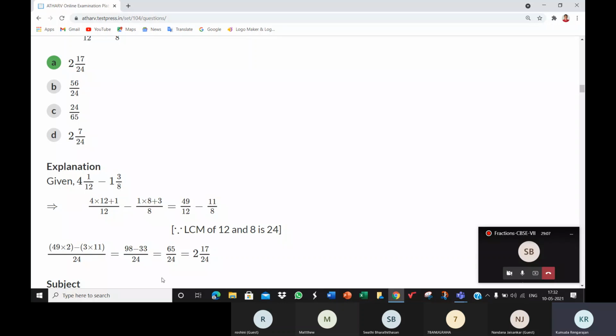65 by 24. Now, whenever you get a fraction like this, the first thing you should ask yourself is, do the numbers 65 and 24 happen in the same tables? That is, are 65 and 24 divisible by 2? No, both of them are not divisible by 2. Then 3. Are both of them divisible by 3? No, not both. 5, not both. 7, not both.